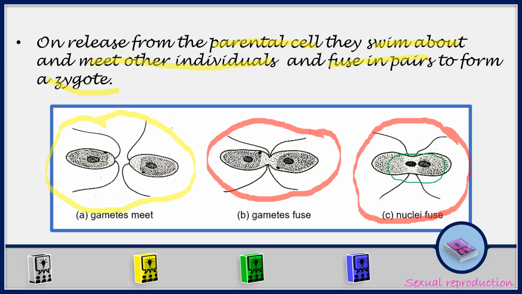So now, the individuals that we produced in asexual reproduction, we are going to refer to them as gametes. They are microorganisms that have been produced, but without a cell wall. So they swim and meet each other and fuse in pairs, and they form one organism which we refer to as a zygote.